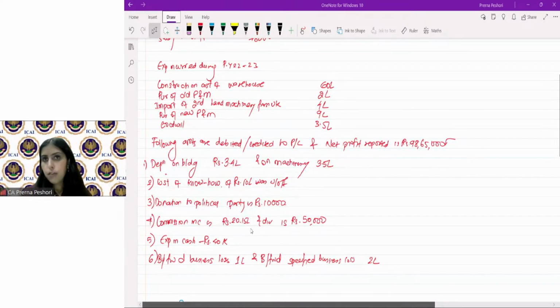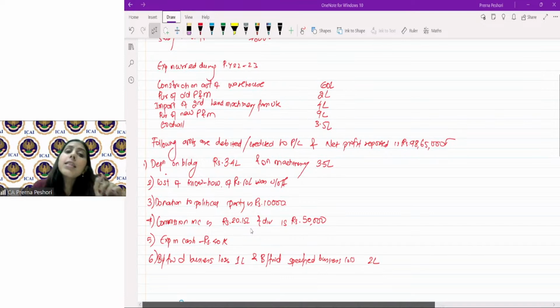So there is a condition for allowing the deduction under 35AD. What I told you, that the business should not be formed by splitting up or reconstruction of the already existing business. Second condition is that the business should not be set up by transfer to the specified business of old plant and machinery. So the business should not be formed from the old plant and machinery.